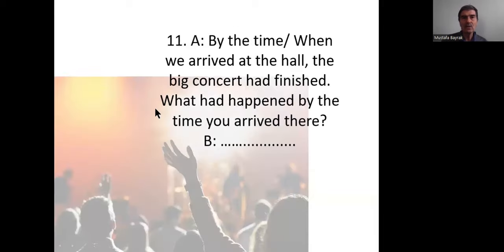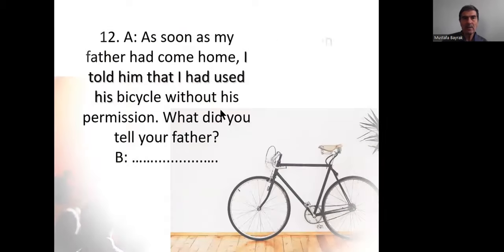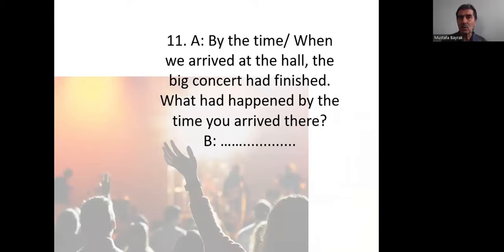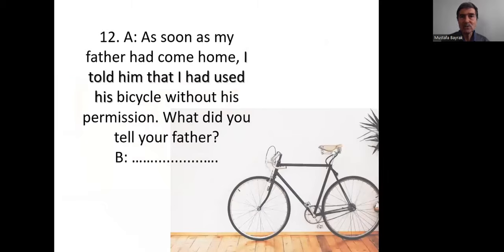Let's go on. Dialogue 11. By the time or when we arrived at the hall, the big concert had finished. What had happened by the time you arrived there? By the time we arrived there, everybody had left the home. Dialogue 12. As soon as my father had come home, I told him that I had used his bicycle without his permission. What did you tell your father? I told my father that I had bought two books for him.